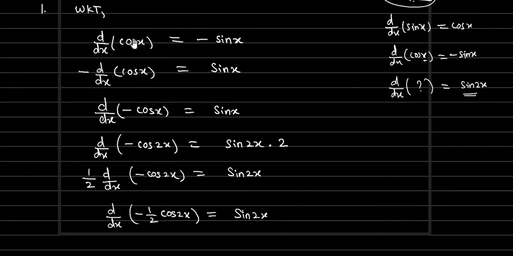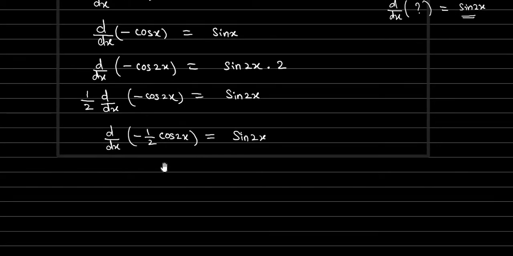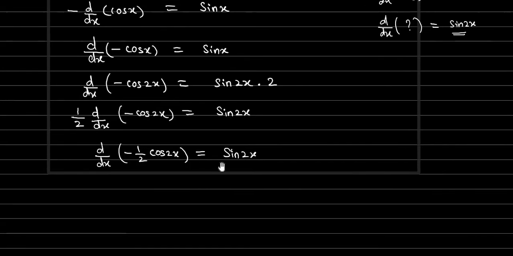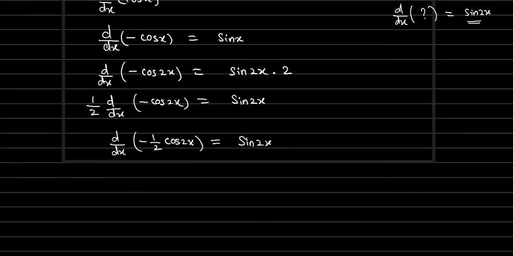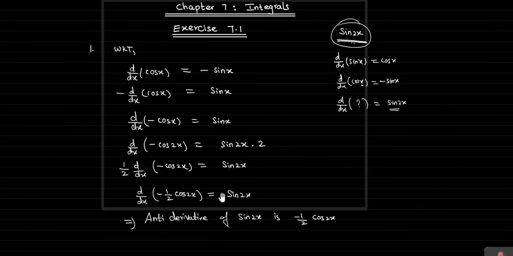This way of going from known to unknown, we call it the method of inspection. From chapter 5, with the help of the derivative, we are actually finding the antiderivative for sin 2x. So from this we can say the antiderivative of sin 2x is minus 1 by 2 cos 2x. So that's all for the first sum. This is the solution for the first one.